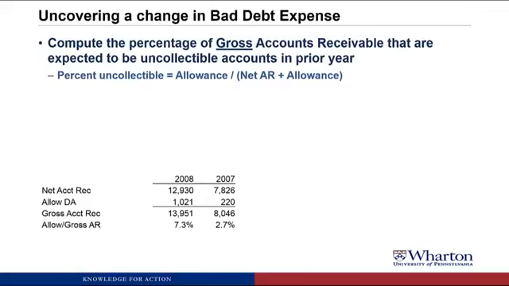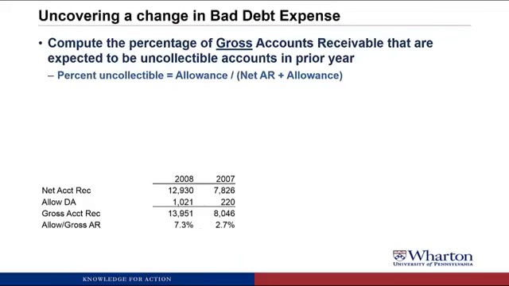So using TK's numbers, in 2008 we saw on their balance sheet the net receivables were $12,930. They had an allowance of $1,021, which is gross accounts receivable of $13,951. If we take the allowance of $1,021 divided by the gross of $13,951, we find that their estimated percent of uncollectible was 7.3%. If we do the same calculation in 2007, we come up with 2.7%. So we can see that TK increased its estimated percent of uncollectibles quite substantially from 2.7 to 7.3%.